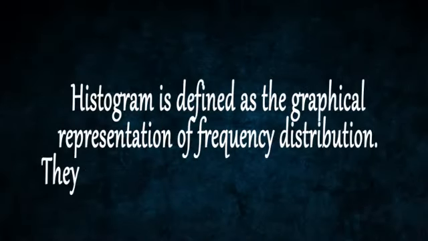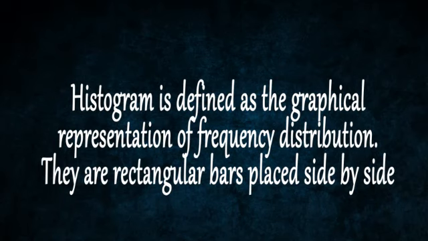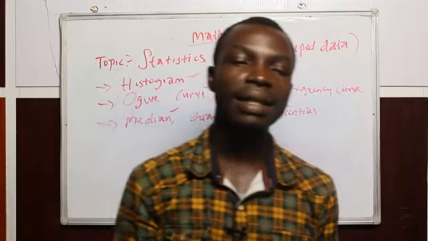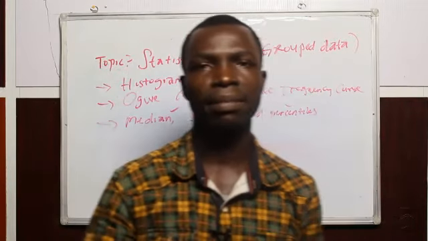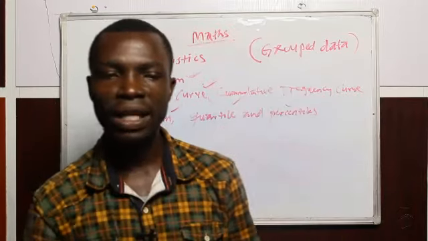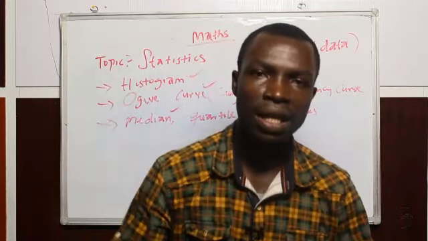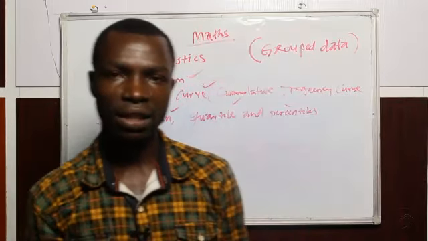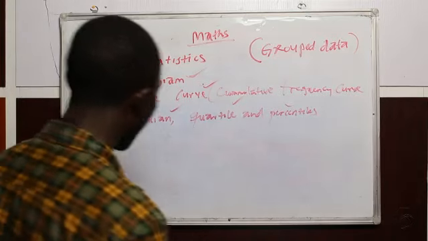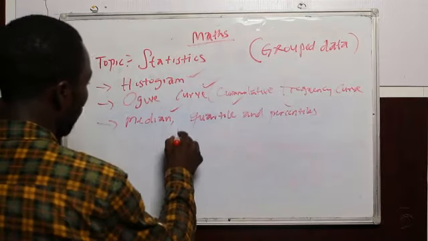Histogram is defined as a graphical representation of frequency distribution. They are rectangular bars placed side by side, while the vertical axis represents the frequency and the horizontal axis represents the variables. I want to show you how histogram looks like from our explanation.